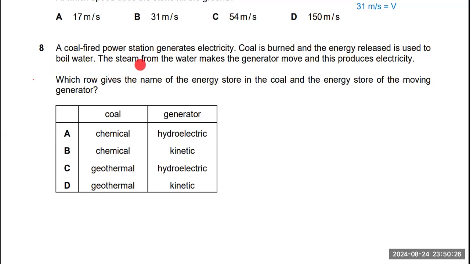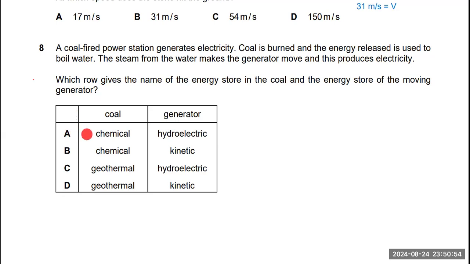This thermal energy boils the water. As a result, steam is formed. That steam of water gives the movement to the generator, which will produce electricity. The question that is asked from you is which type of energy is stored in coal, and which type of energy is stored in the generator. Remember, in coal, the energy is stored in the form of chemicals.